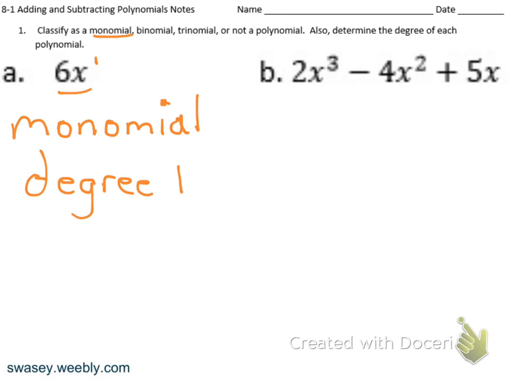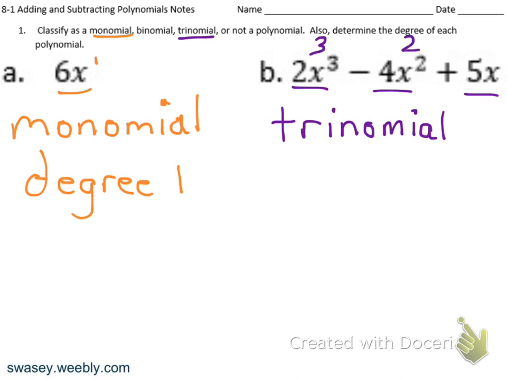Part B, we've got 1, 2, 3 terms. Terms are separated by addition or subtraction. So this fits a trinomial. And then we'll look at the degree. The degree of the first term is 3. Degree of the second term is 2. Degree of the last term is 1. The degree of a polynomial is the highest degree of any single term. So the degree here is 3.